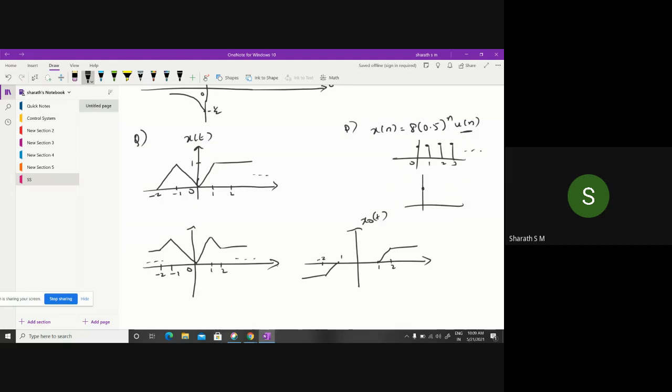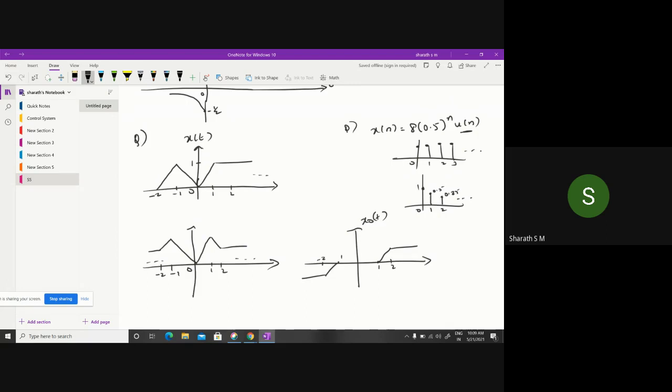Afterwards, 0.5 power 1, its amplitude level is 0.5. At 1, its amplitude level is 0.5. And here n is equal to 2, that is 0.5 whole square, that is 0.25. So its amplitude level is 0.25. In that manner, we need to write down. Afterwards, multiply with 8. So 1 into 8 is 8, 0.5 into 8 is 4, and then 0.25 into 8 is 2, and then 1.